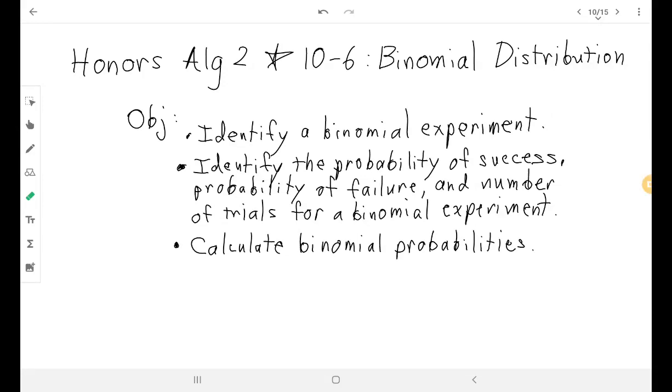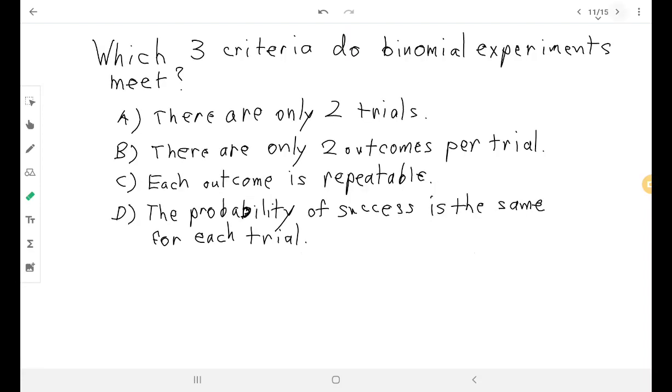Hello, Honors Algebra 2. Today we're going to do Edgenuity section 10-6 called Binomial Distribution. We've got three objectives here: to identify a binomial experiment, to identify the probability of success, probability of failure, and number of trials for a binomial experiment, and to calculate binomial probabilities. So let's take a look at our first problem.